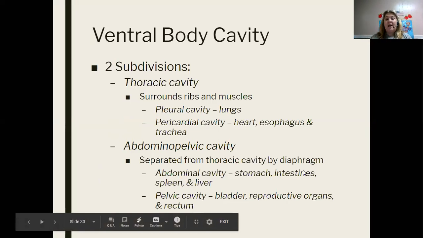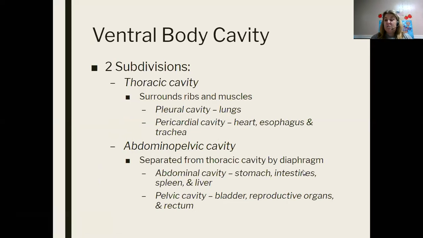The ventral body cavity has two major subdivisions. It has the thoracic cavity, which is the chest area, and inside there you'll find the lungs and the pleural cavity, and you'll find the heart, esophagus, and trachea and the pericardial cavity.